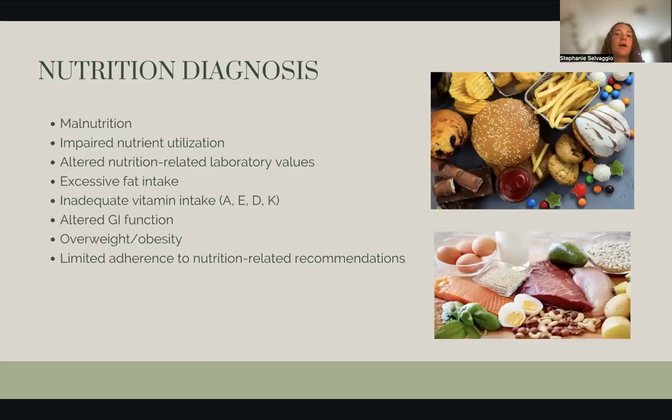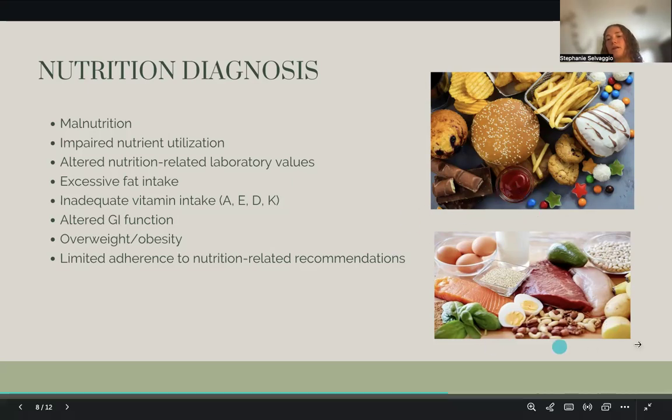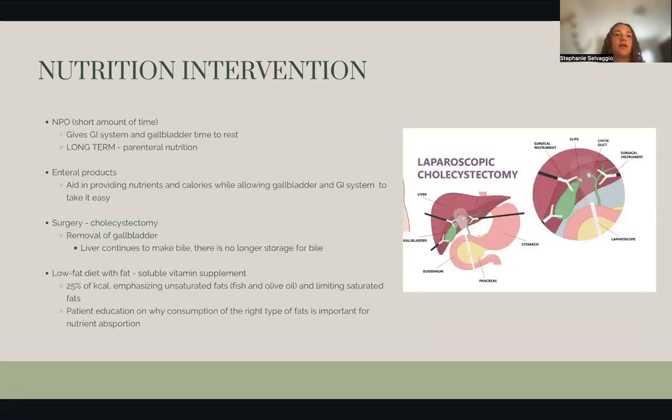And then here's some common nutrition diagnoses for people with cholecystitis. Malnutrition, impaired nutrient utilization, altered nutrition-related laboratory values, excessive fat intake, inadequate vitamin intake, A, D, and K, altered GI function, overweight or obesity, and limited adherence to nutrition-related recommendations. And that has to do with the pictures on the right here. So the first picture is a lot of saturated fat, whereas the lower picture is a lot of unsaturated fat sources.